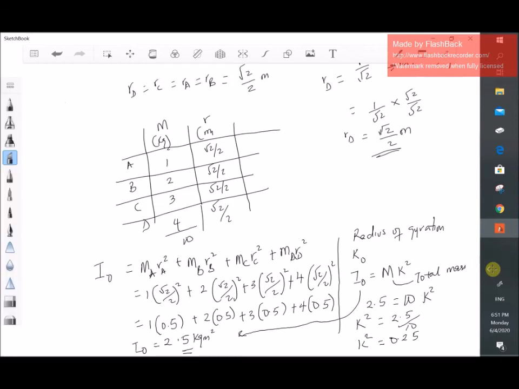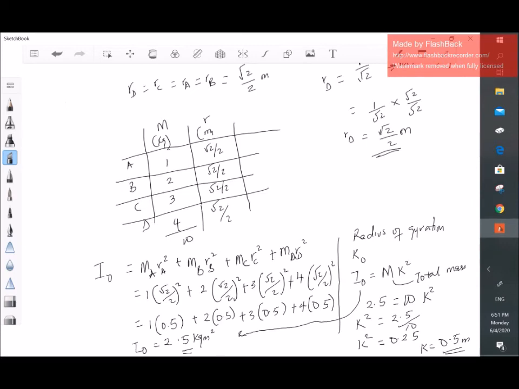What next? We take the square roots of both sides. So that gives us k equal to 0.5 meters. Alright, so that is for the second question when finding the moment of inertia and the radius of gyration passing through the center.